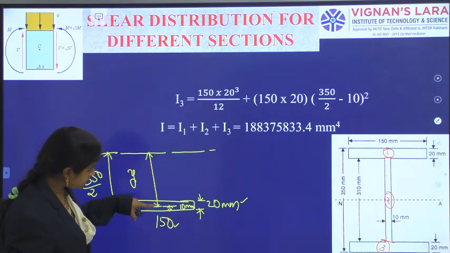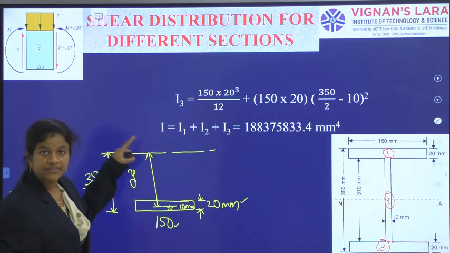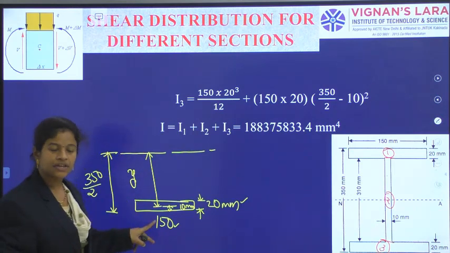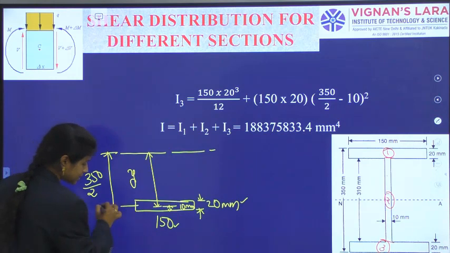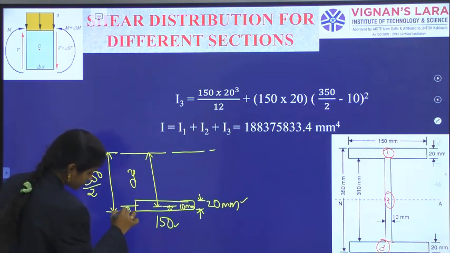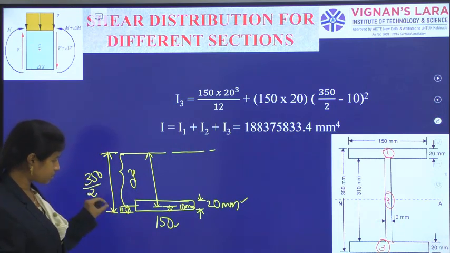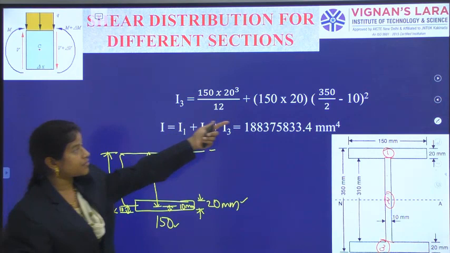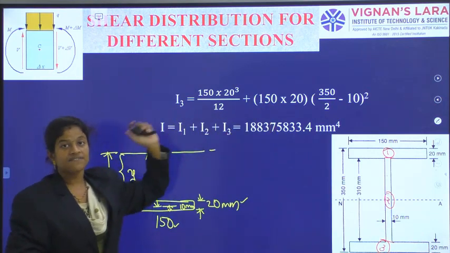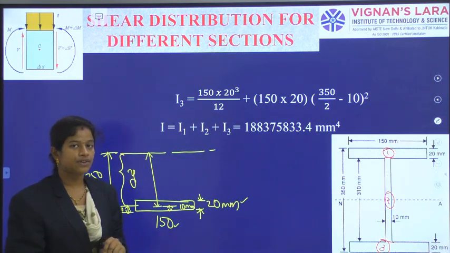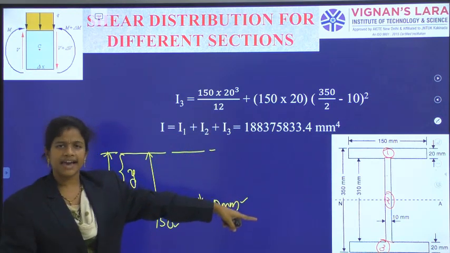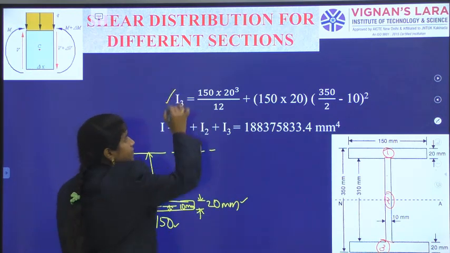Now, from this level to the neutral axis level, what is the measurement? Again 350 by 2 minus 10. So, this measurement I am removing, and this leftover measurement is my Y. That remaining measurement is equal to 350 by 2 minus 10, that is Y. So, 350 by 2 minus 10 whole square, A Y square, because Ixx plus AY square is the moment of inertia about any axis. So, this is for the third segment.